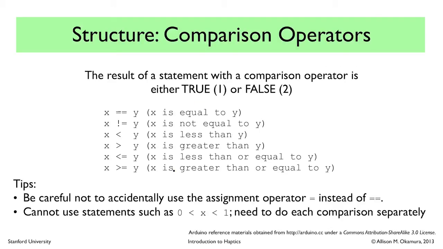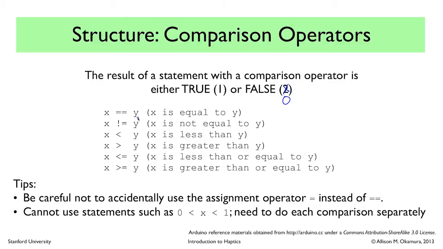Now we'll talk about some comparison operators, because particularly for if statements to work, you need to have true and false statements, and that's what you get out of a comparison operator. So actually, I apologize, there is a typo here, so I'm just going to fix that. The result of a statement with a comparison operator is going to be either true, which has a value of 1, or false, which is assigned a value of 0. And here are all the comparison operators, or at least the main ones that you would want to use in Arduino code. The first one is x equals y.